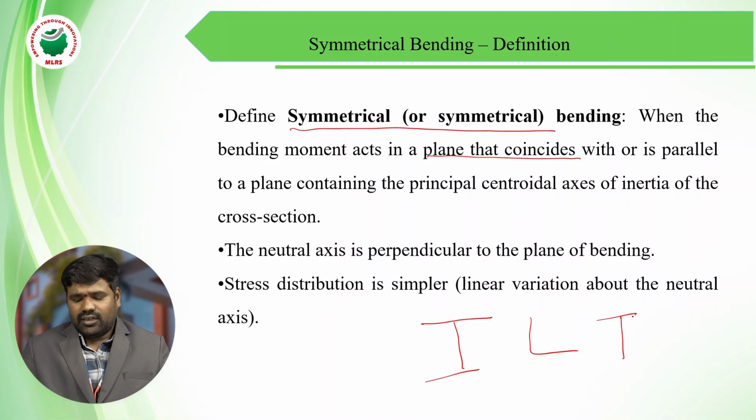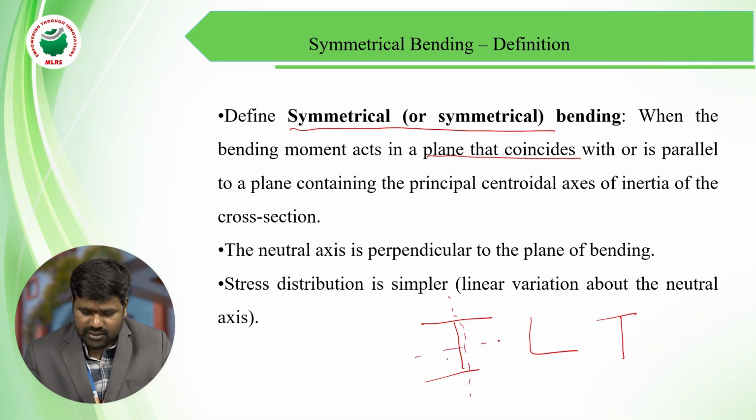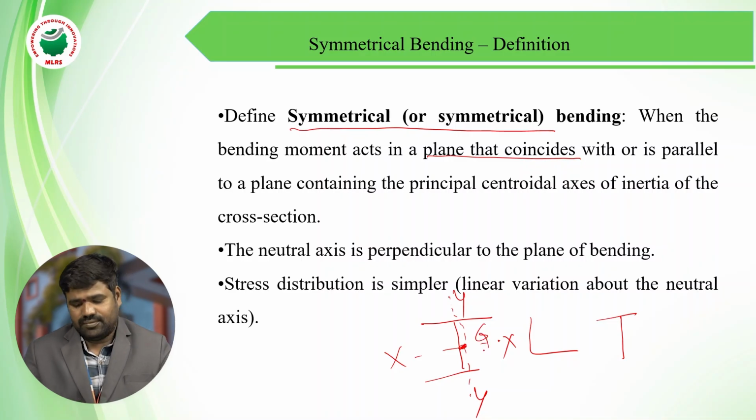In the I section, L section and T section, we refer to the central lines, the x axis and y axis. The coincident point is called the centroid, G or O, the origin.